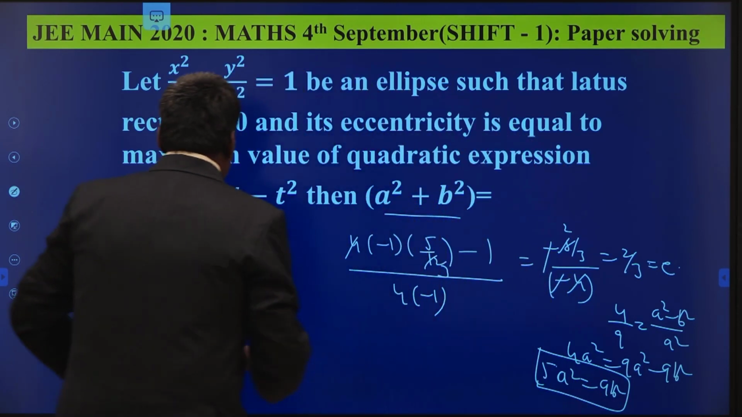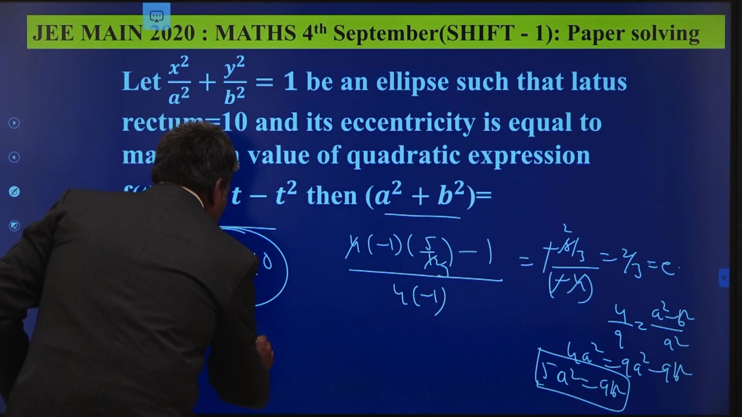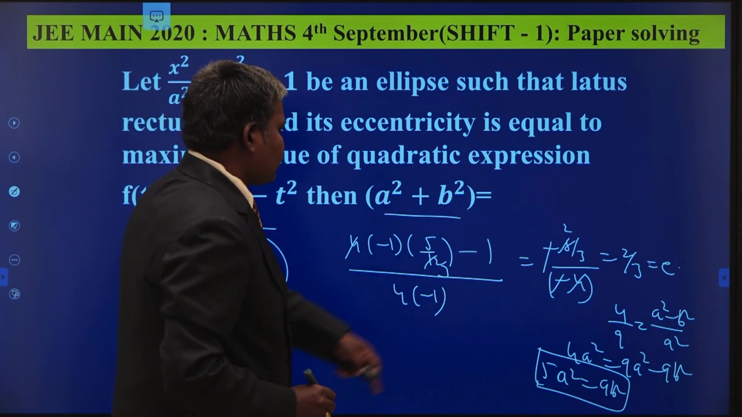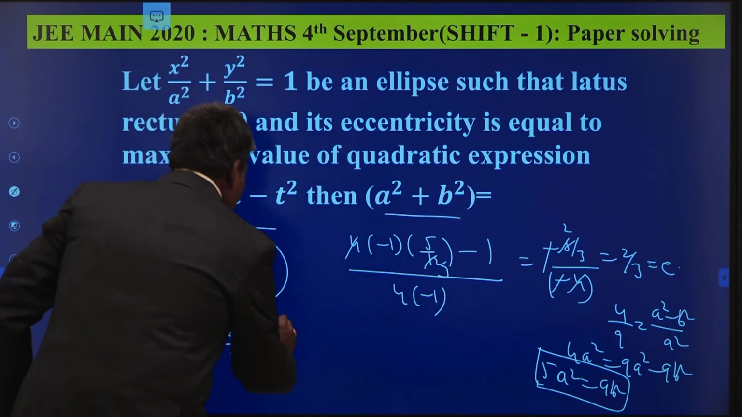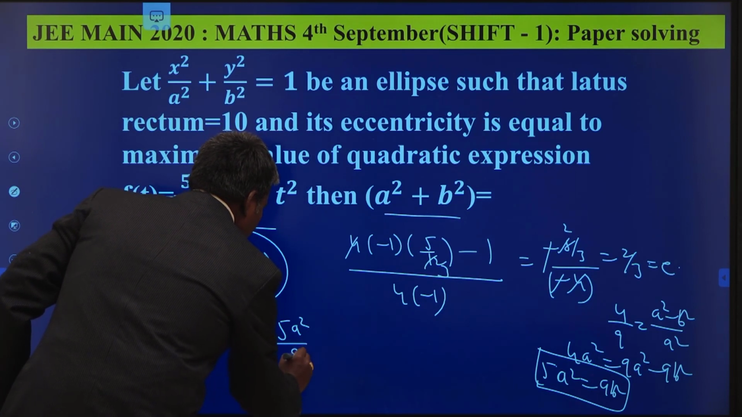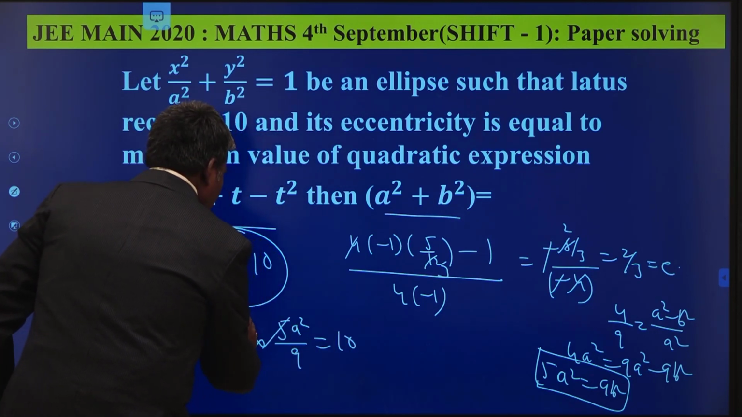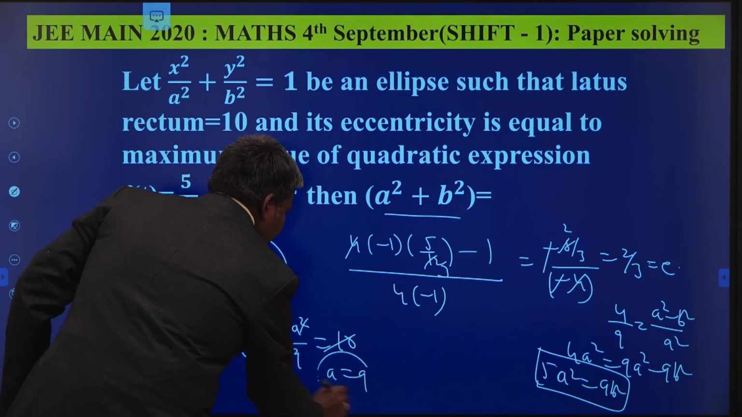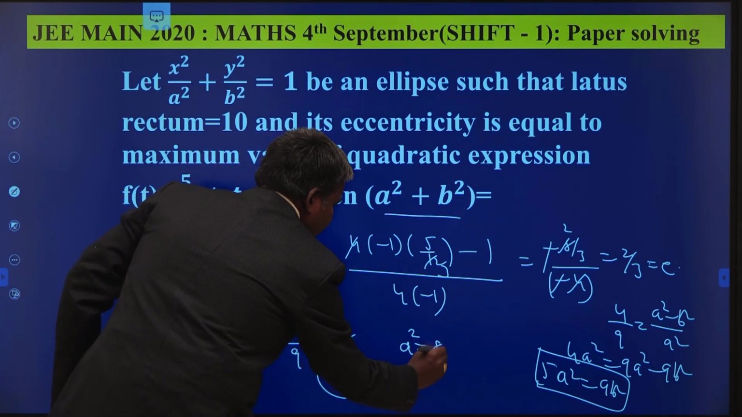Substitute the b square value here. 2 by a into, what is your b square? 5a square by 9 is equal to 10. 10 gets cancelled, a cancels out. Therefore, a is equal to 9. We mean a square is equal to 81.